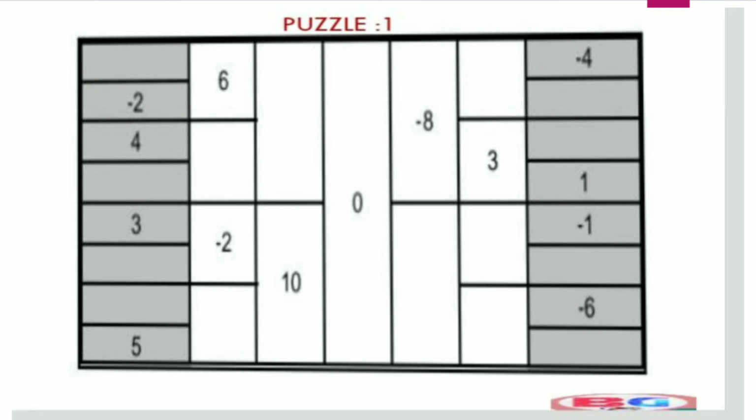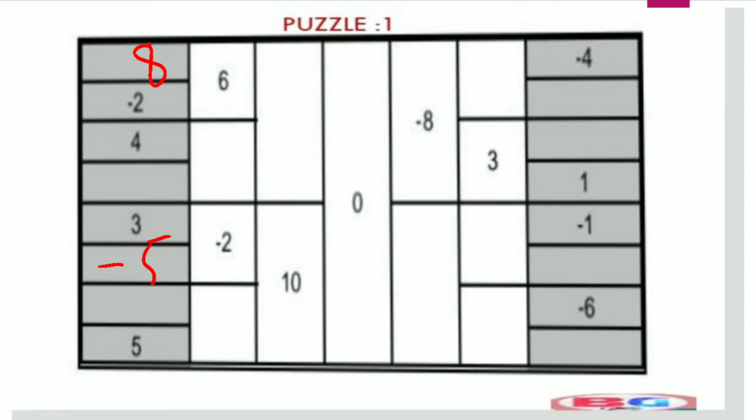So what should be added to -2 to get 6? You can put 8 here. After adding 8 and -2 we obtain 6. Similarly, for the 4 you have no clue given, so proceed to the next one. What should be added to 3 to obtain -2? We can put -5 here. So -5 plus 3 equals -2.